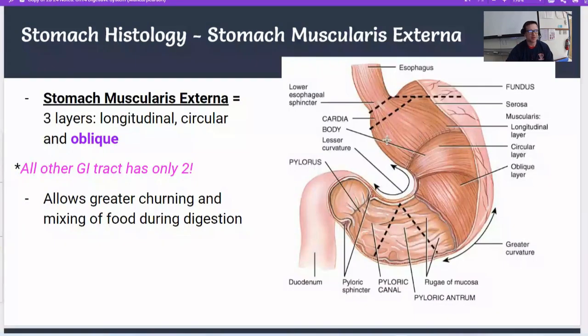And I already went over this, but what the heck? It's not going to hurt to do it one more time. All right, so remember, there are 3 layers in the muscularis layer of the stomach. We have longitudinal, which goes basically the same direction as the food. Circular, that goes around the stomach. And then that third layer is the oblique, which goes at a diagonal path. And remember, all the other parts of the GI, gastrointestinal tract, only have 2. So that's one difference between the stomach and the rest of the GI tract.